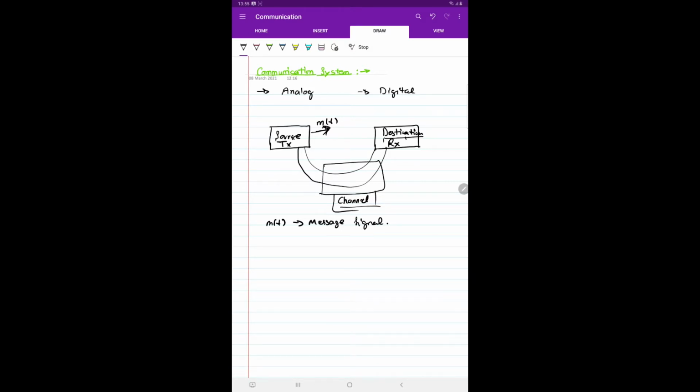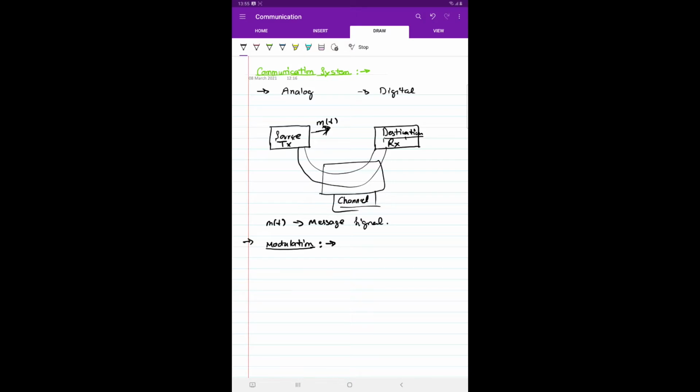And the basic purpose of the communication system is to transmit message from source to destinations, and to send the message signal from source to destinations, we perform some operation which we call modulation. We will later see why the modulation is required. First we will understand what is modulation.